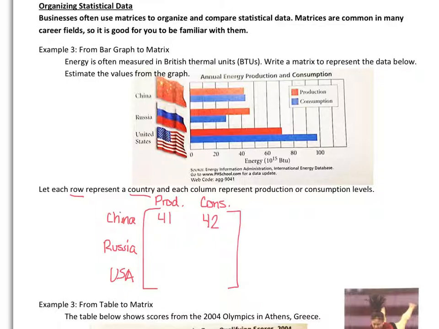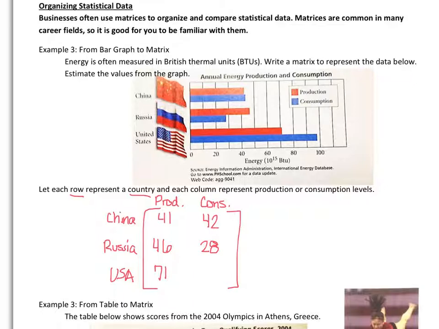What's their production? About 45, 46. But what about their consumption? 28. So Russia is not using a whole lot of what they produce. America's right at 71. Proud to be an American. How much do we produce? Right about 71 BTUs.